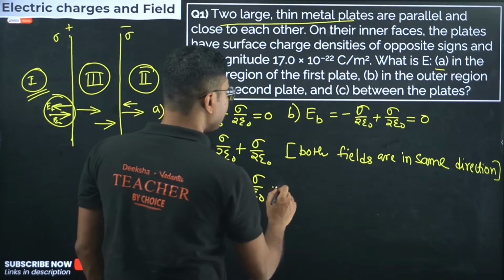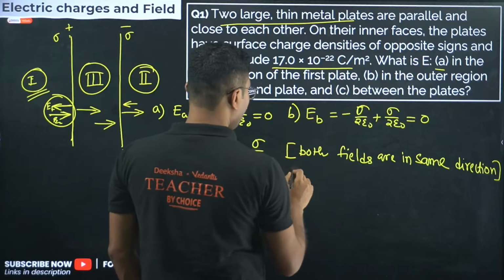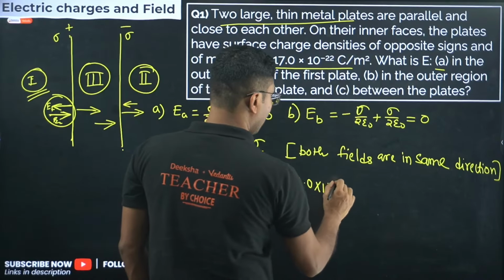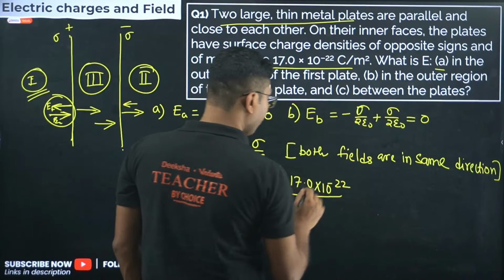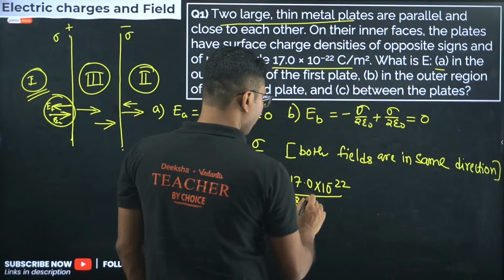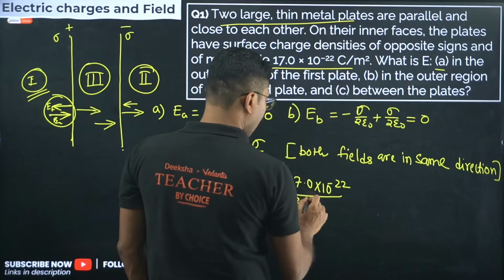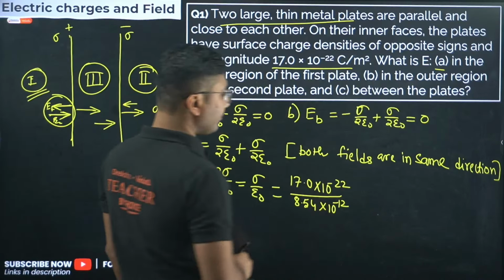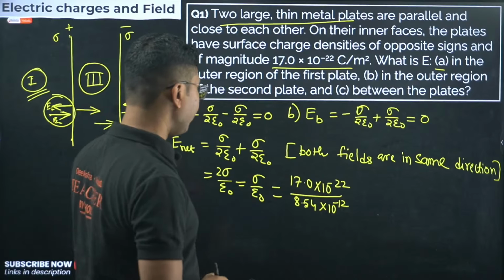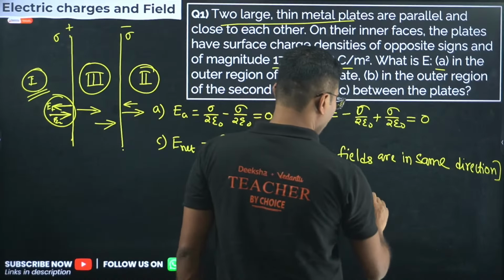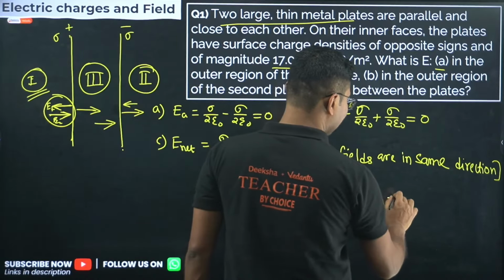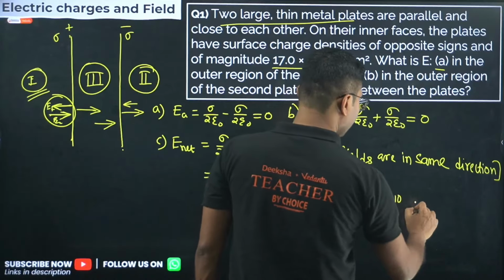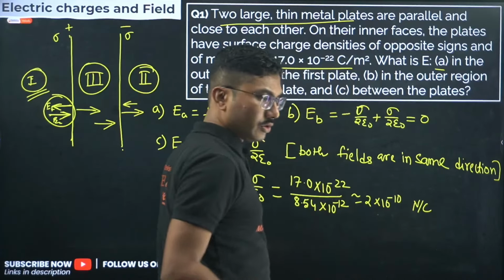Now in this question, sigma is given as 17.0 into 10 to the power of minus 22, and epsilon naught we know is 8.54 into 10 to the power of minus 12. So if you solve, what will be the value? Approximately 2 into 10 to the power of minus 10, and the unit of electric field is Newton per coulomb.